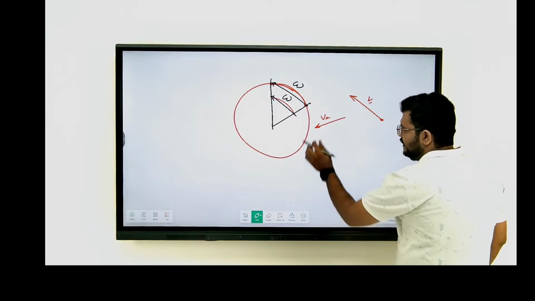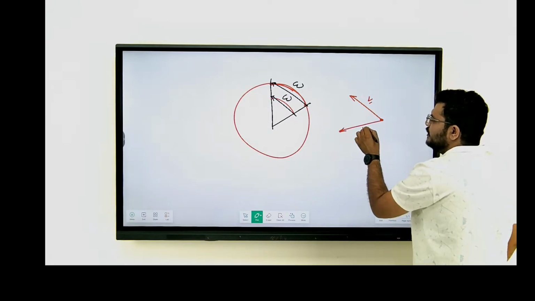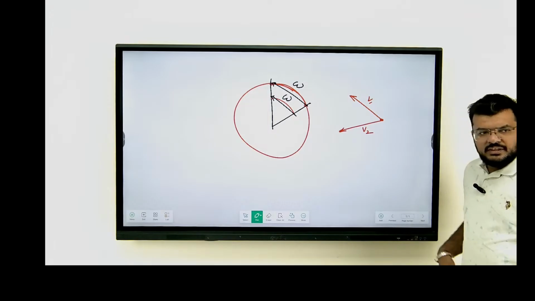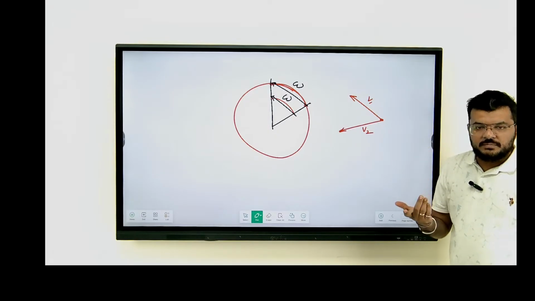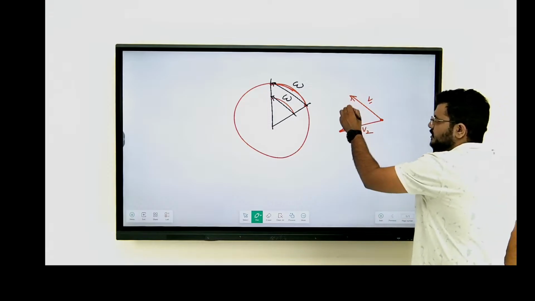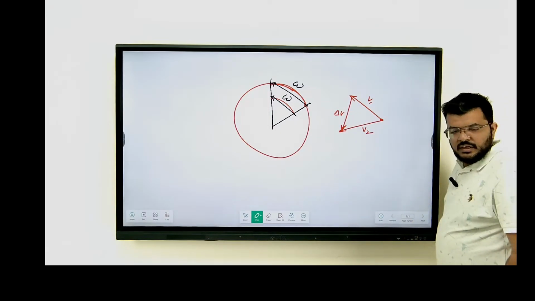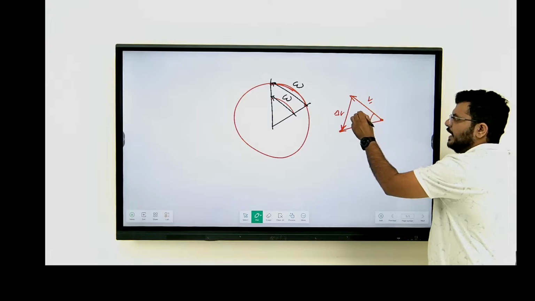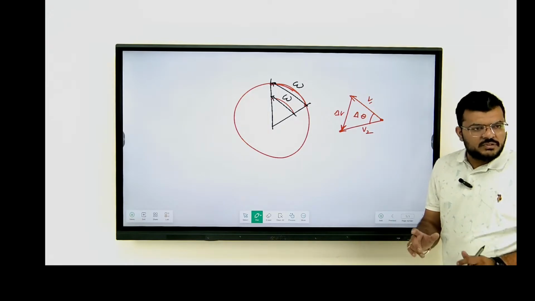Now to make it easy, and because these are vectors, can I draw them like this, that this is v2? Their lengths are equal because the magnitude is still the same. Can I say this is nothing but delta v? And can I also say that this angle has to be delta theta? These will be similar triangles.